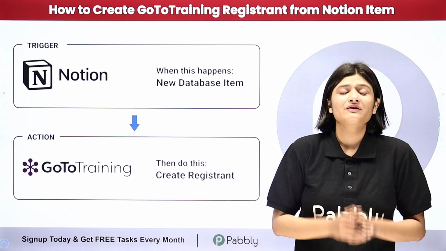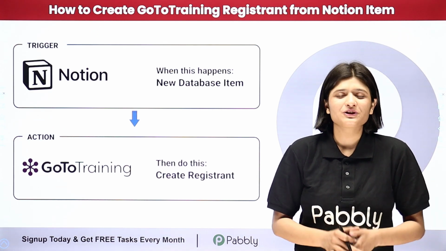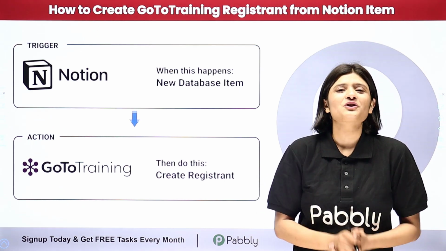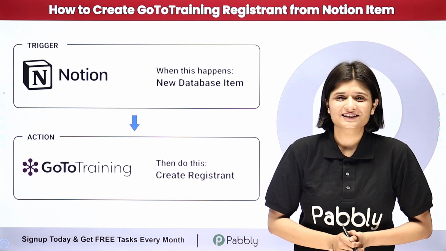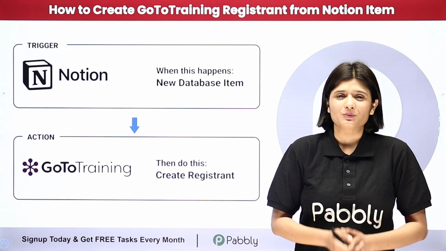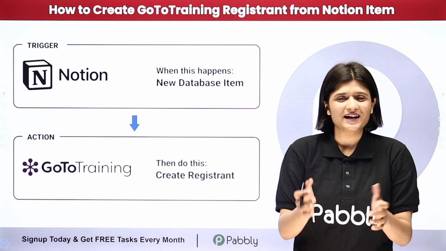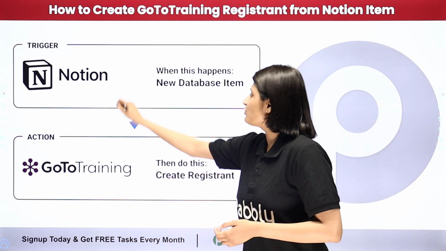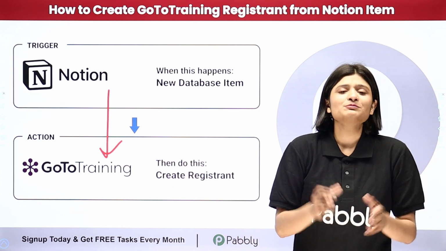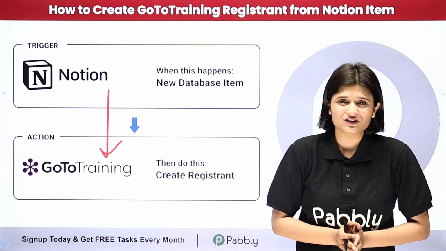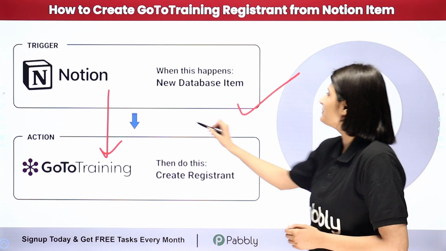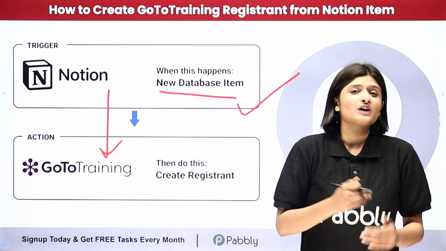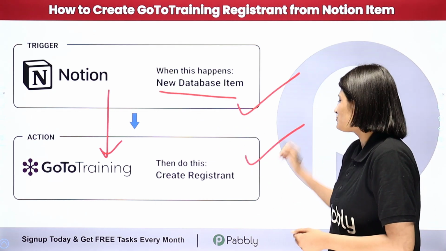Doing this manually will be a very time consuming task, so I am going to completely automate this process, and to do this automation I am going to use Pabbly Connect. Pabbly Connect is an amazing automation and integration software which requires no coding or programming skills. Here I just need to build a connection between Notion and GoToTraining. With the help of Pabbly Connect, I am going to build this connection in such a way that whenever a new row is added in my Notion account, a registrant will be automatically created in my GoToTraining.